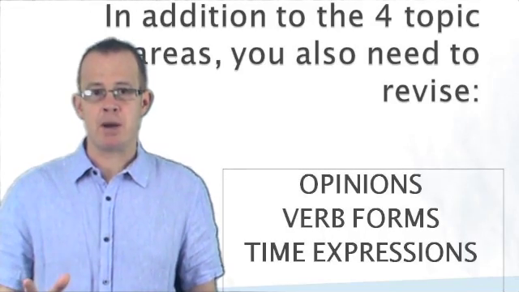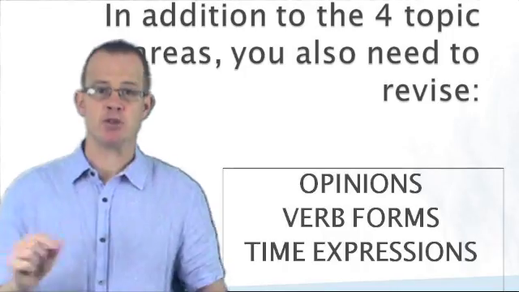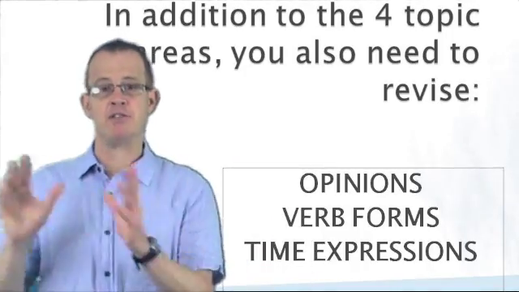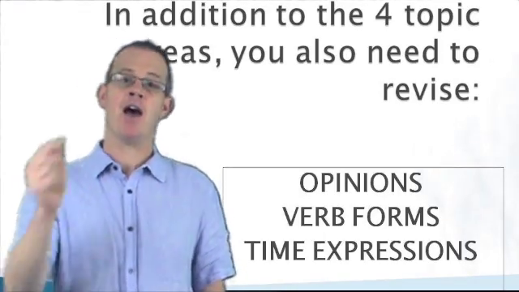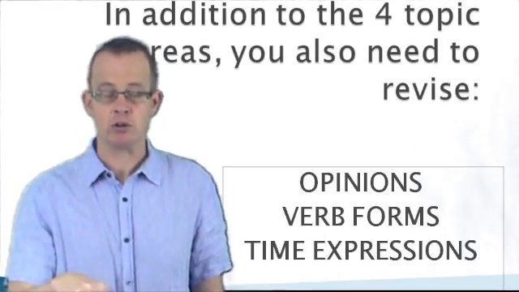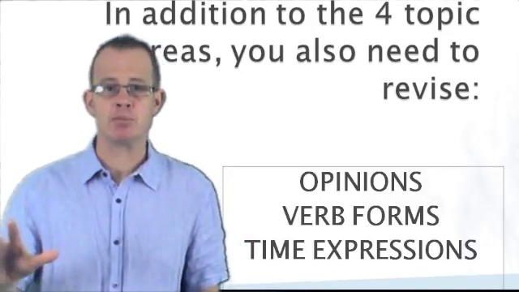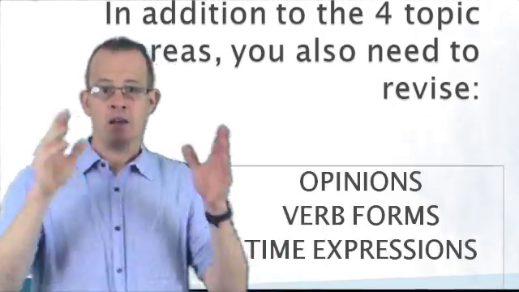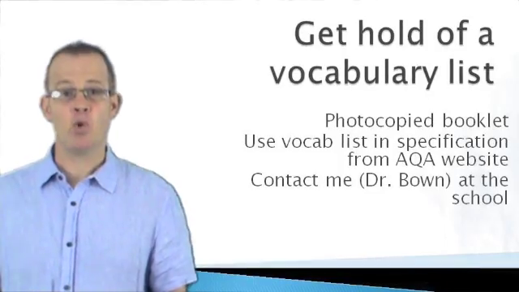The other thing to remember is that to get a C grade at GCSE, you need to distinguish between the past, the present, and the future. So you need to know your verb forms. You need to be able to tell the difference between I went, I go, or I am going, and I will go. And you need to be able to recognize time expressions. Last weekend, every weekend, next weekend. So now you know what to revise.